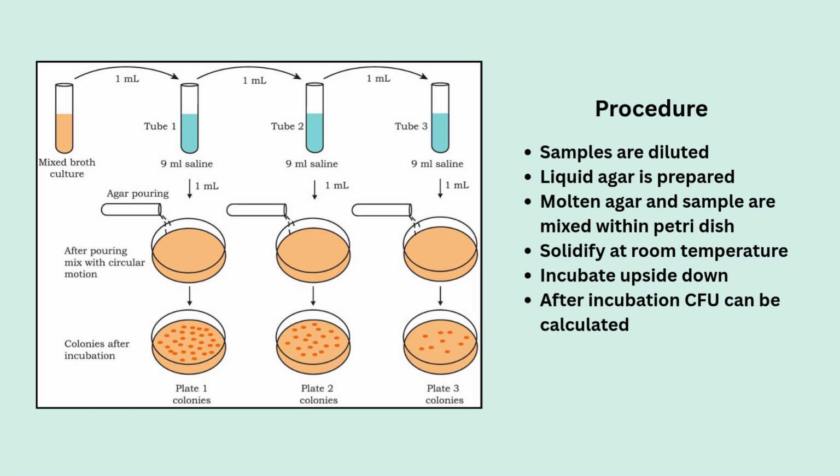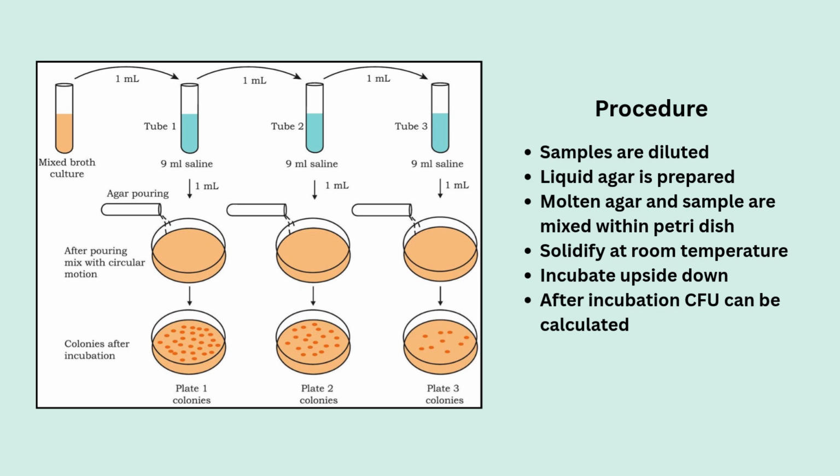The procedure for preparing pour plates is pretty simple. Samples are diluted to ensure colonies can be countable. Agar is prepared at 45 to 50 degrees Celsius. The key is to keep the medium liquid, but not so hot as to kill the microorganisms.